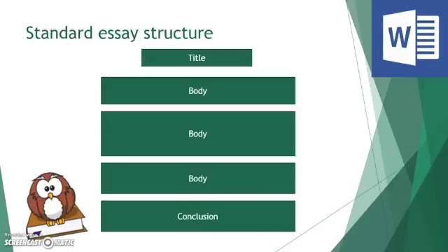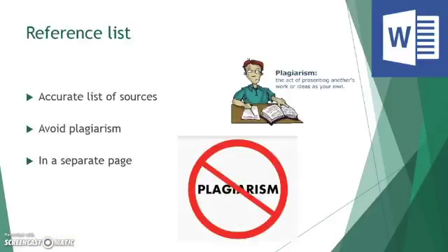For standard assignment in essay form, the structure should have a title, introduction, body paragraphs, and also conclusion. I believe all of you are very familiar with this basic structure, and I will not drill further on this. As mentioned in previous episodes, we have to provide accurate reference list of all the sources we used to avoid plagiarism. In every assignment, we need to attach a reference list in a separate page. Now I will show you how to do that in one-click button in the Microsoft Word.